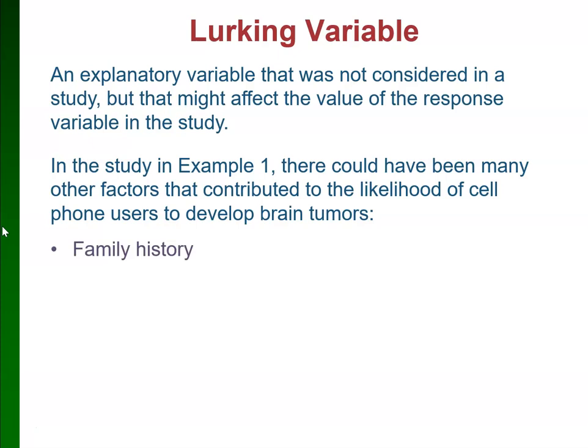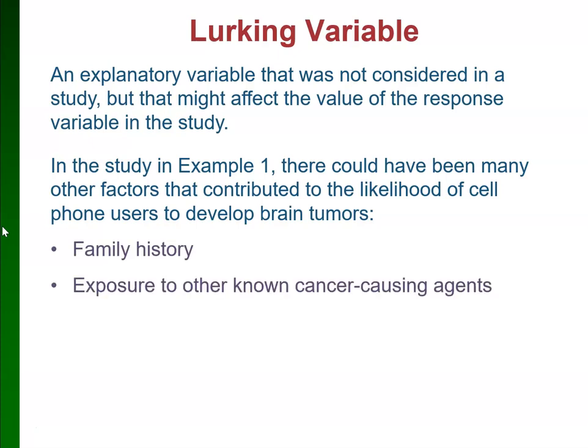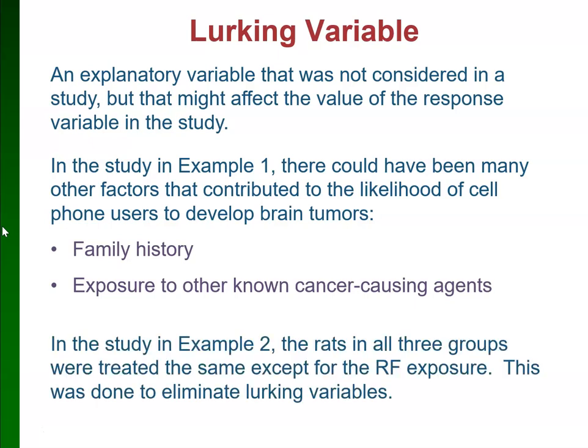One would be family history. Another would be exposure to other known cancer-causing agents. In that study, because the cell phone users were only observed, there was no control for other types of variables. In the study in example 2, the rats in all 3 groups were treated the same except for the RF exposure. This was done to eliminate lurking variables.